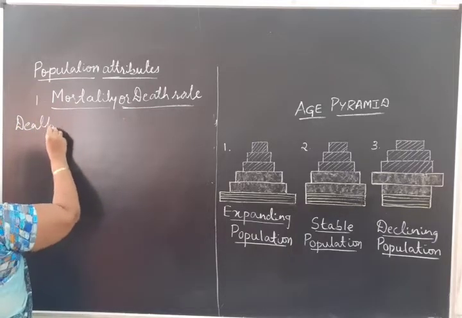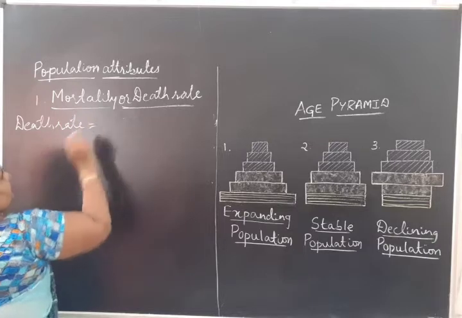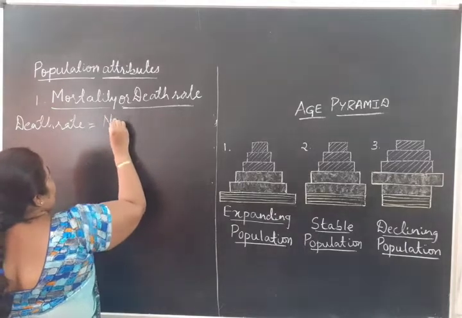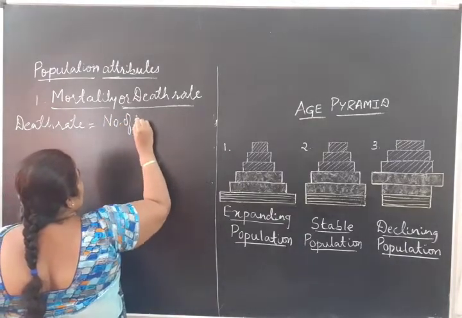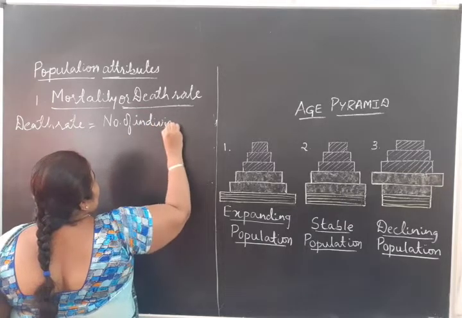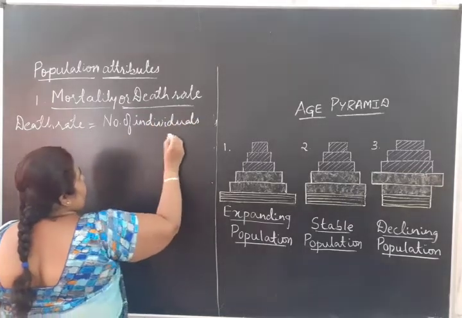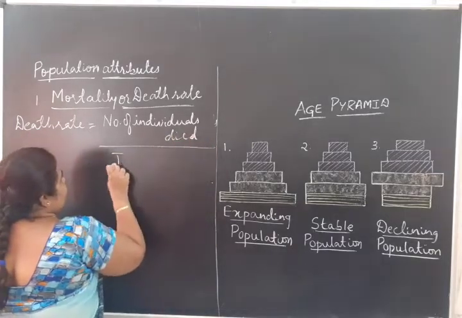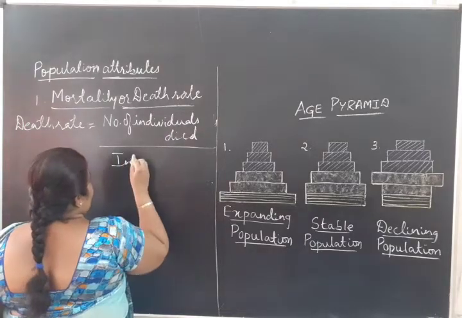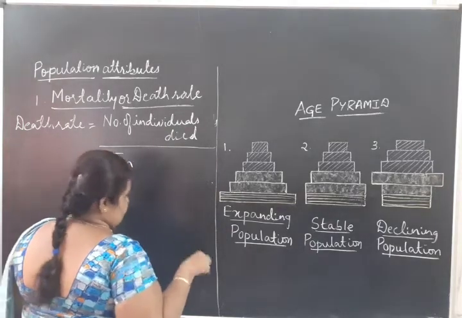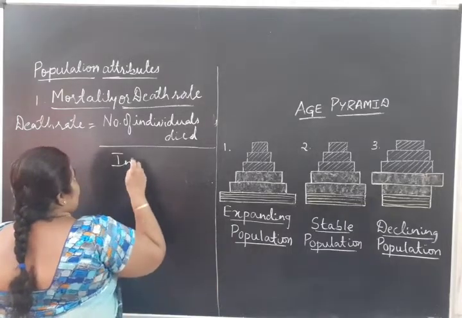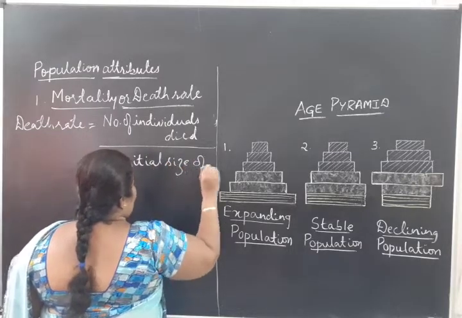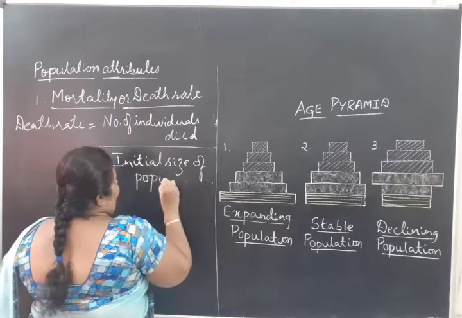Death rate can be calculated as number of individuals died to the initial size of population.